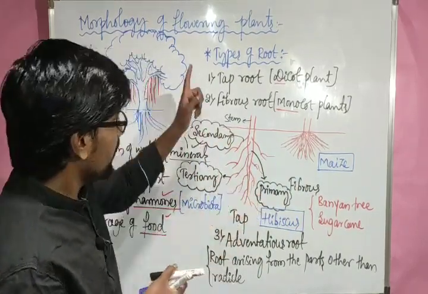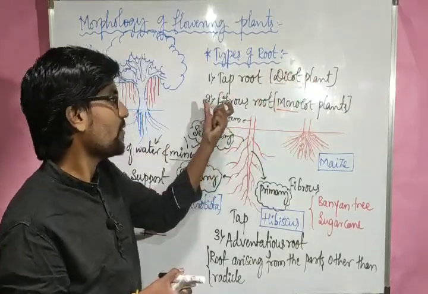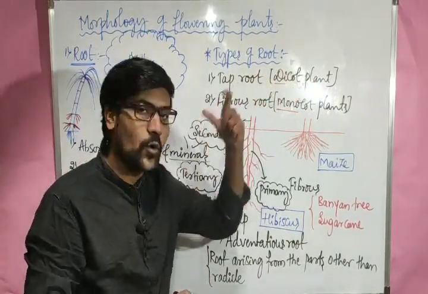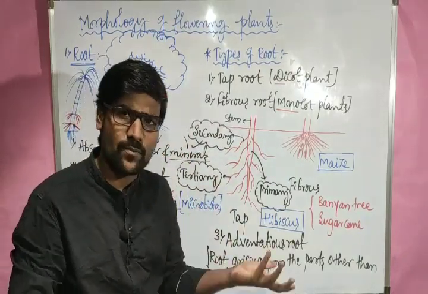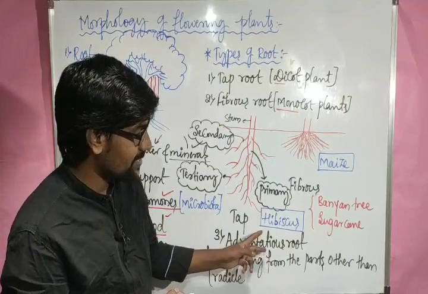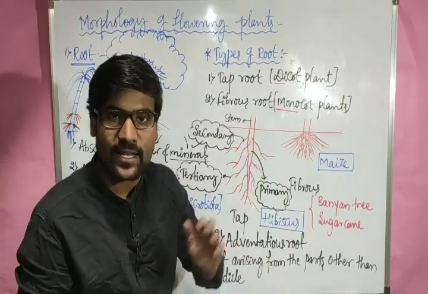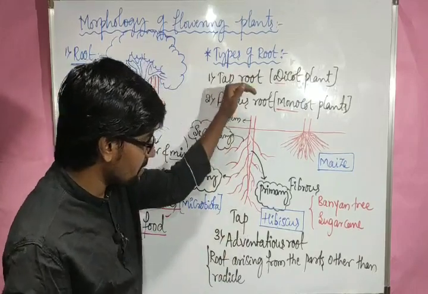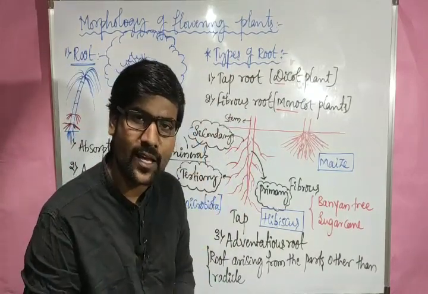Here the taproot is the major feature of dicot plants. Fibrous root is the major feature of monocot plants. And adventitious root may be in monocot or dicot. So these are the special roots arising from the parts other than the radicle. So these are the three major different types of root.